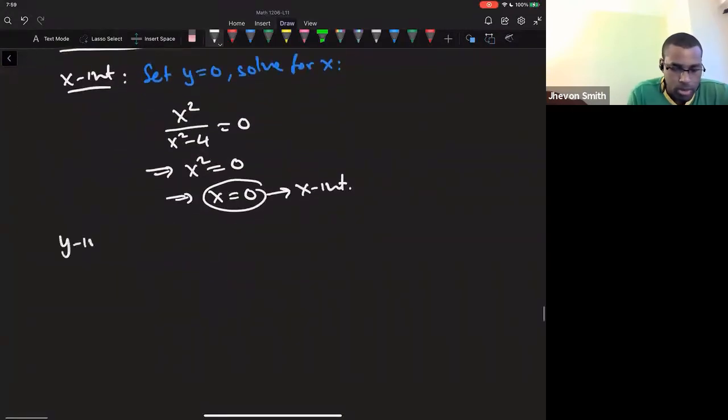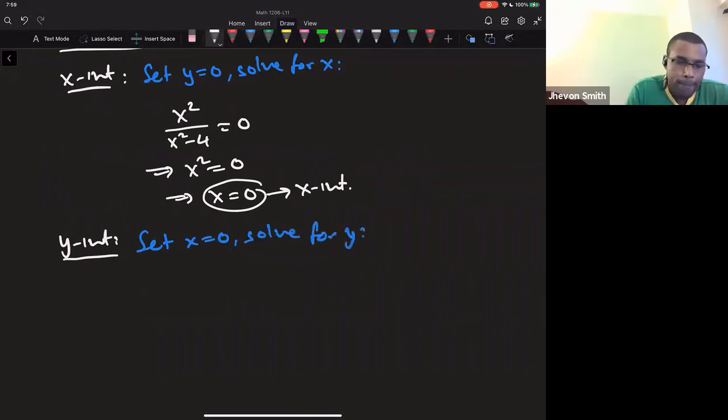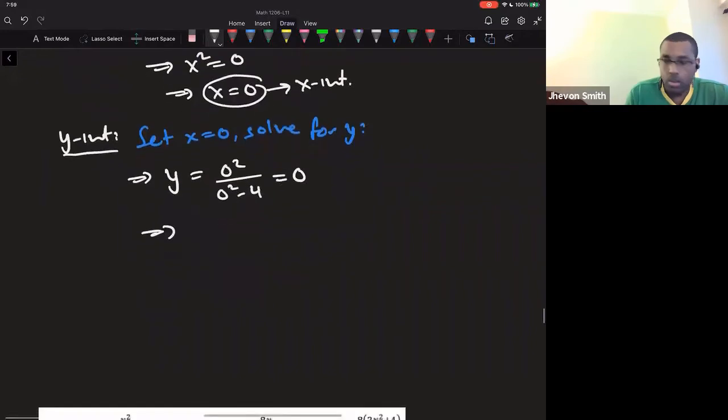For y-intercept, you're going to set x equals 0. Solve for y. So that's going to be y is equal to 0 squared over 0 squared minus 4, which is 0. So y equals 0 is going to be your y-intercept.